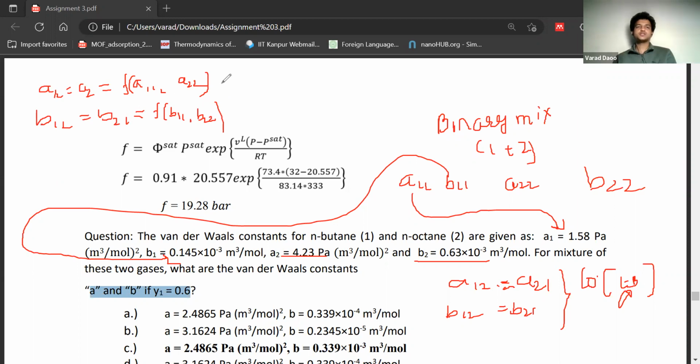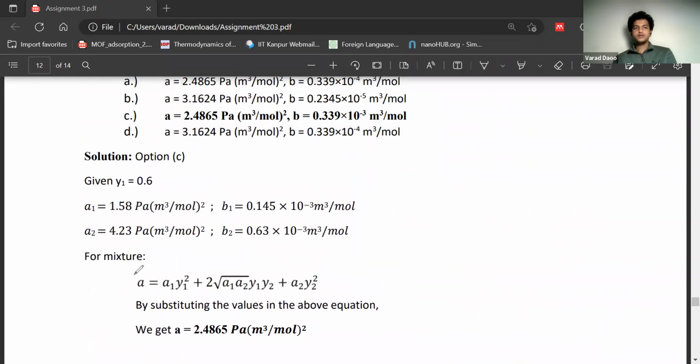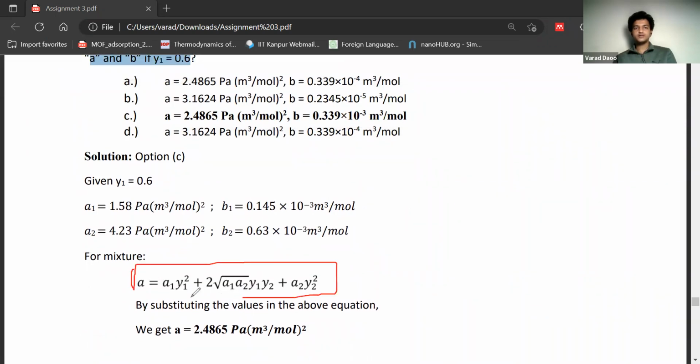If you know these expressions, the LB rule, then you'll be able to find it. For those of you who don't know the expression, I will give it to you. This is the expression for A. You just put in the values. We are given A1, A2, and Y has been given as 0.6. If you put in the values and simplify, we will get A as 2.465.